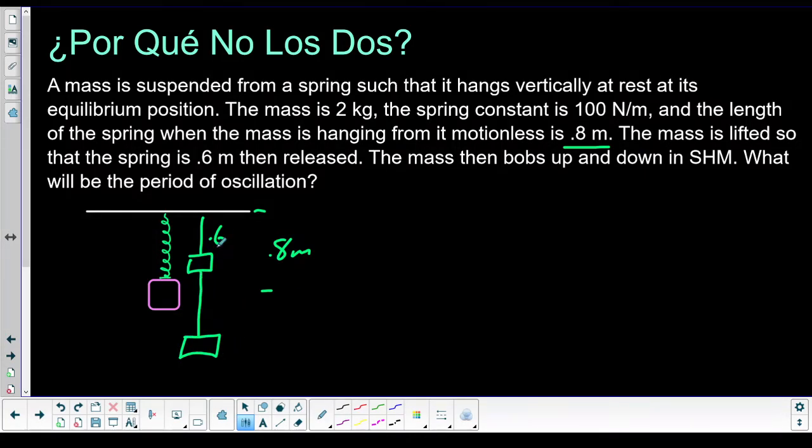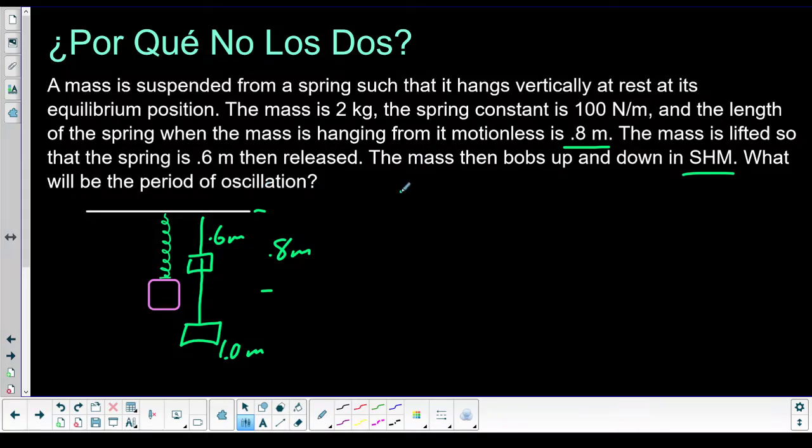Well, I went back 0.2, so I'll probably go out 0.2 as well, to 1.0 meters. It's going to stretch to 1 meter and then it'll bounce back up and it'll bounce back down, and up and down again. I've drawn this a little inaccurately. It should be right in the middle, but you'll forgive me. The mass then bobs up and down in simple harmonic motion. What is the period of oscillation?